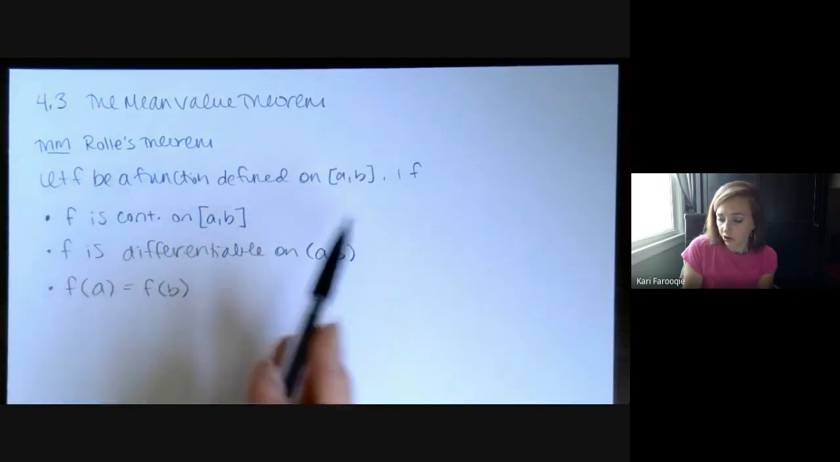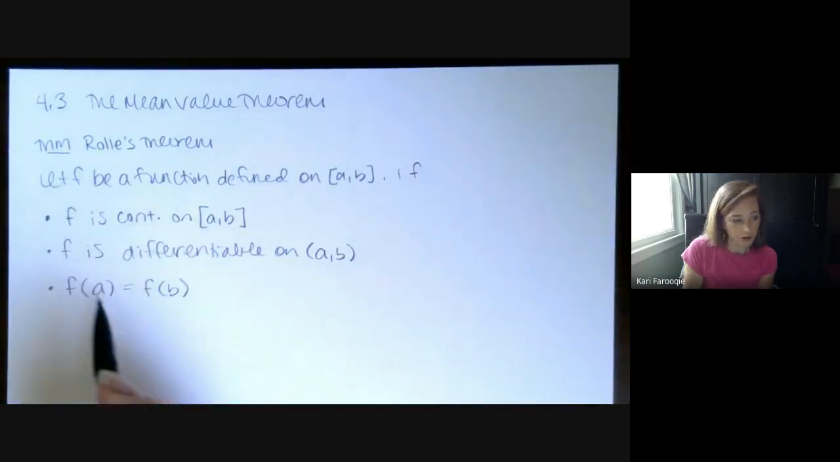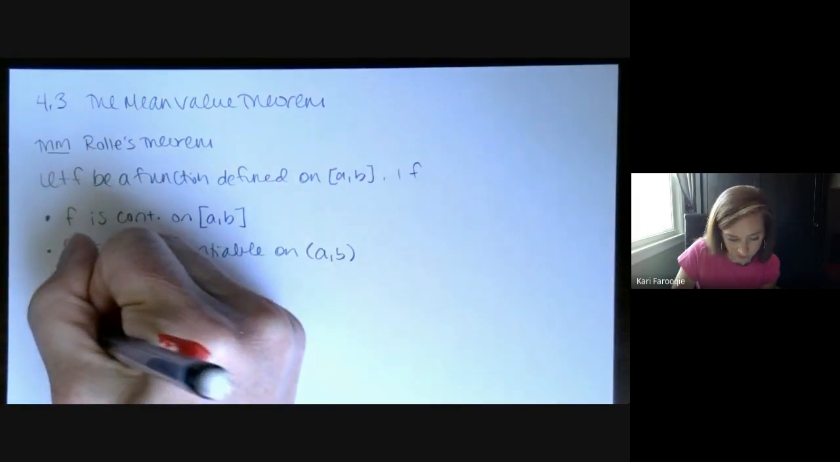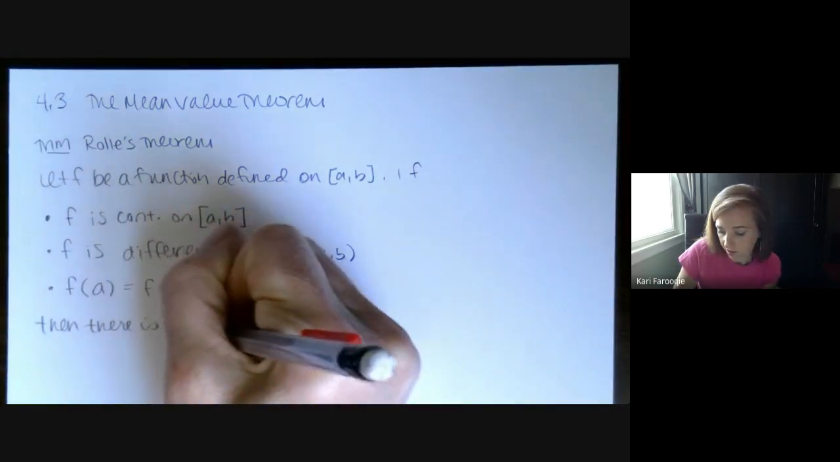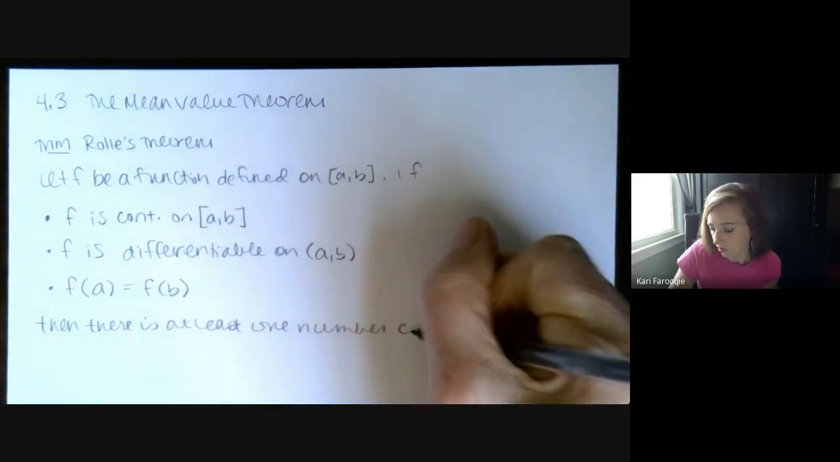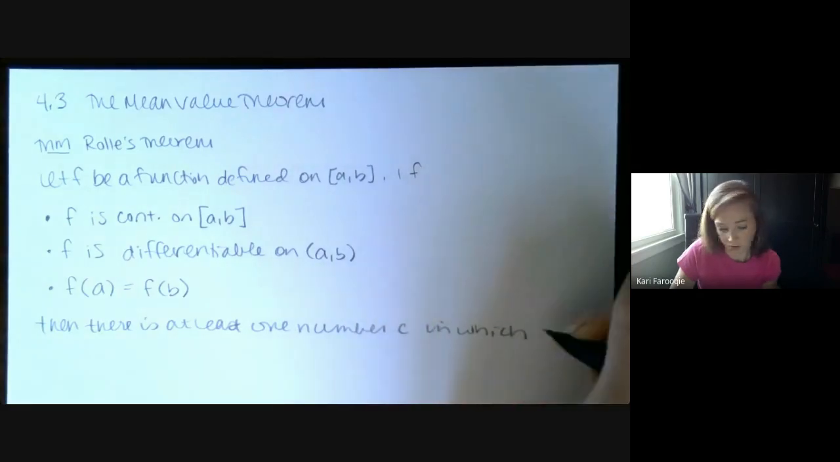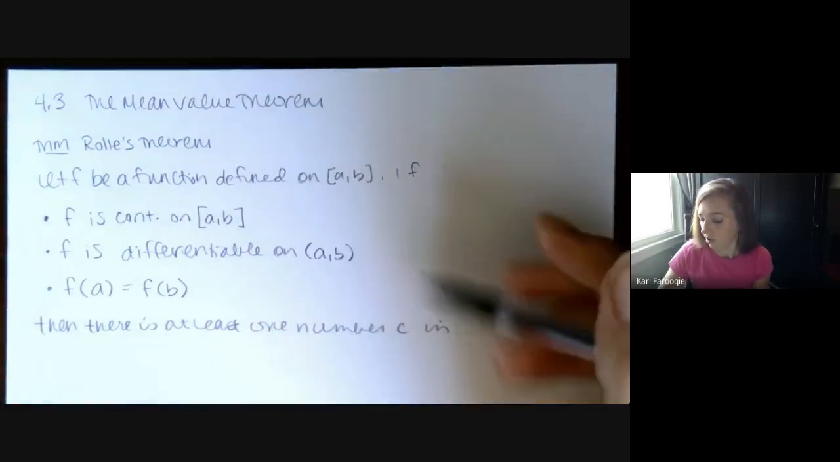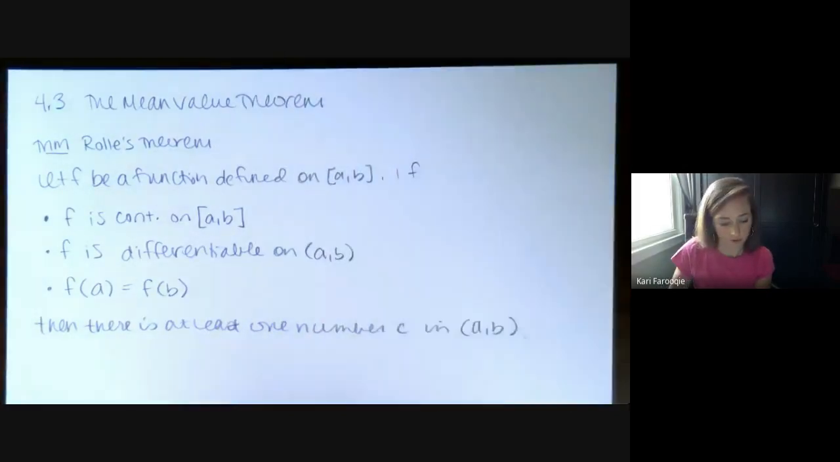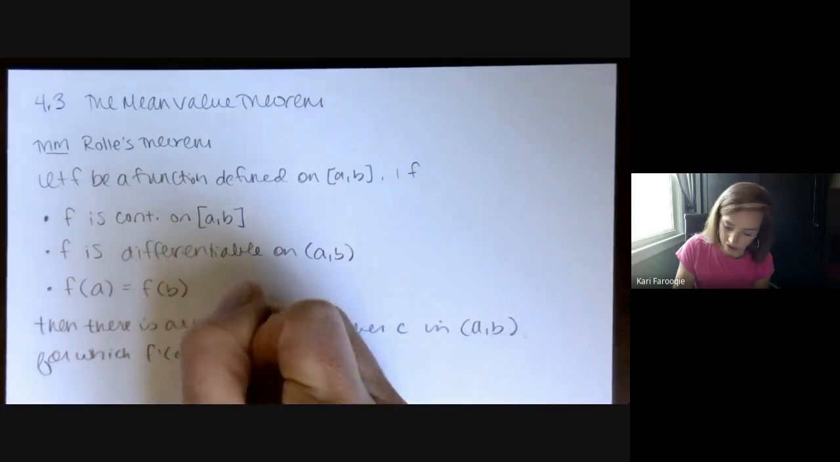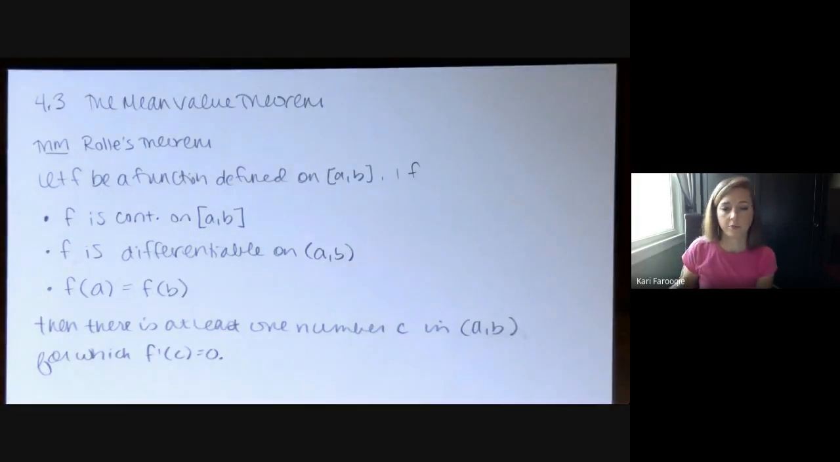So let f be a function defined on the closed interval from a to b. If these 3 conditions are met, then there is at least one number c in the open interval for which f prime of c equals 0. Then there is at least one number c in the open interval from a to b for which f prime of c is equal to 0.